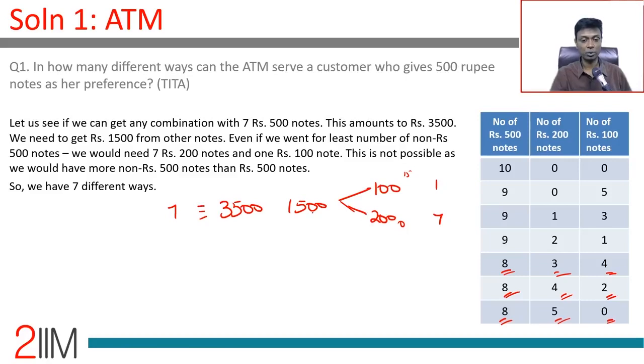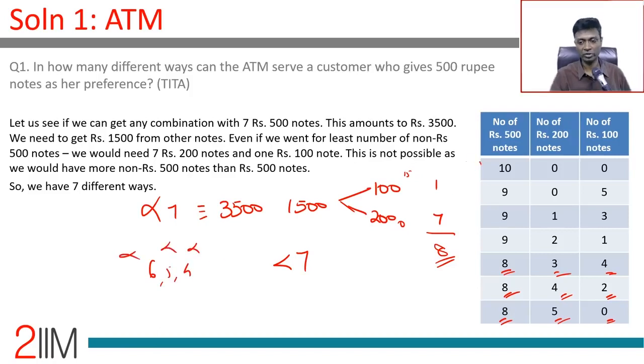7 into 200 is 1400 plus 1. Even this extreme amounts to 8 notes. We know we need to have less than 7 notes, not even less than or equal to, less than 7 notes. With 7 different notes, this is just not possible. 7 500 rupee notes, this is just not possible. That means with 6 or 5 or 4, it's not possible.